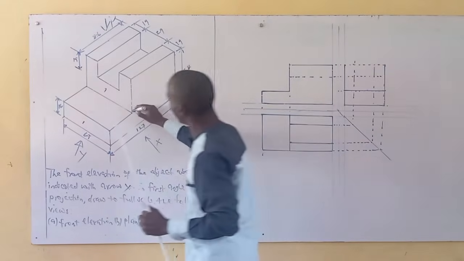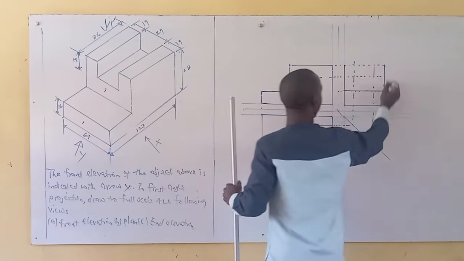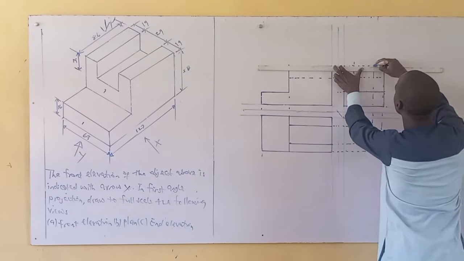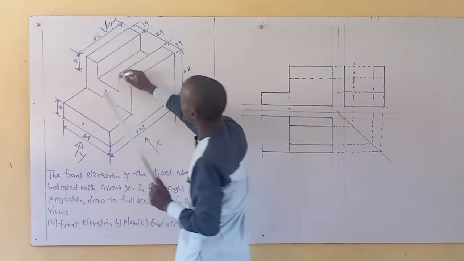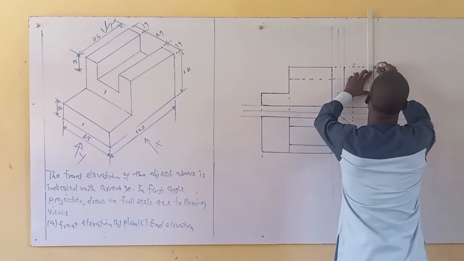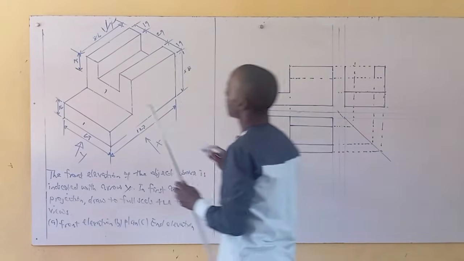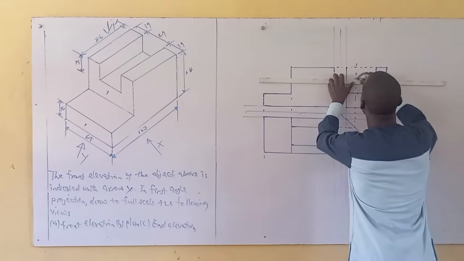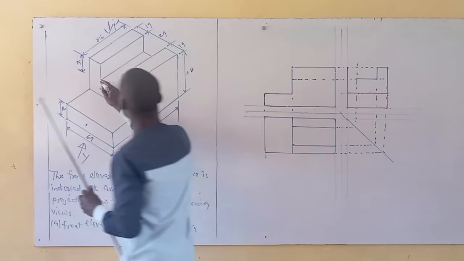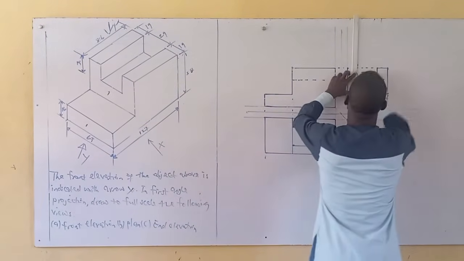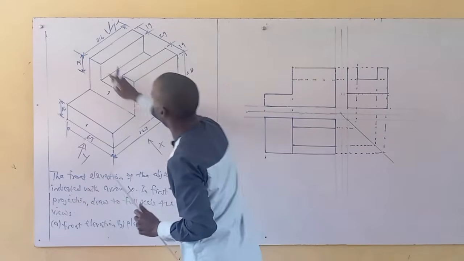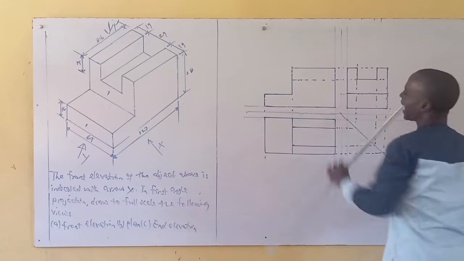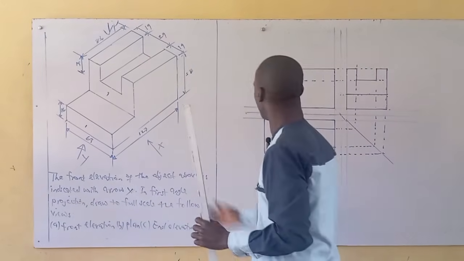I now come here, this line from here to here, that is from here to here. From this point to this point, that is here. From this point to this point, that is here. From this point to this point, okay, and here to here, we have that, and finally this point. That is just all about the end elevation of the object.